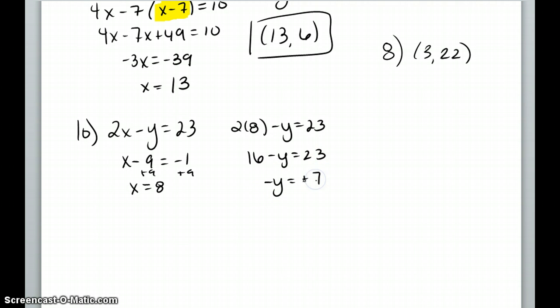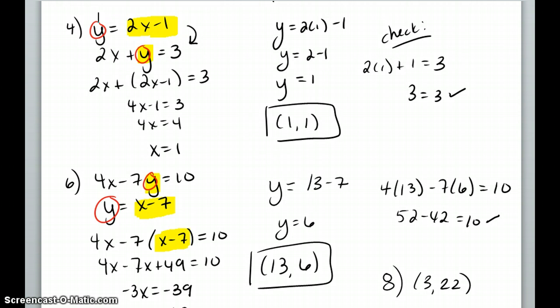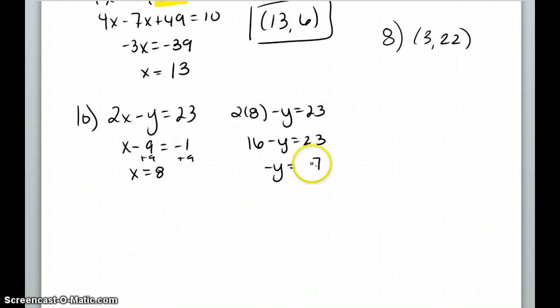And please make sure that you carry down your negative in front of your variable. That's a common mistake that we like to make. Sorry about that. So we get y to equal -7. Of course, check your work. 8, -7 is your answer.